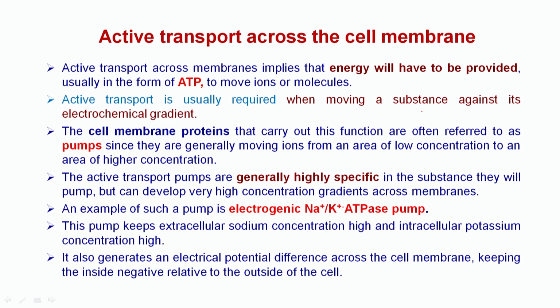An example of such a pump is the electrogenic sodium potassium ATPase pump. This pump keeps the extracellular sodium concentration high and intracellular potassium concentration high. It also generates an electrical potential difference across the cell membrane, keeping the inside negative relative to the outside of the cells.